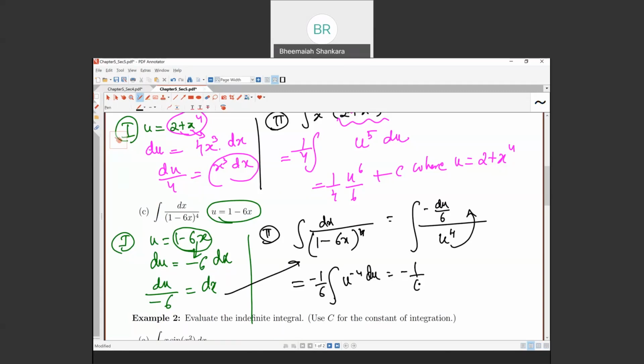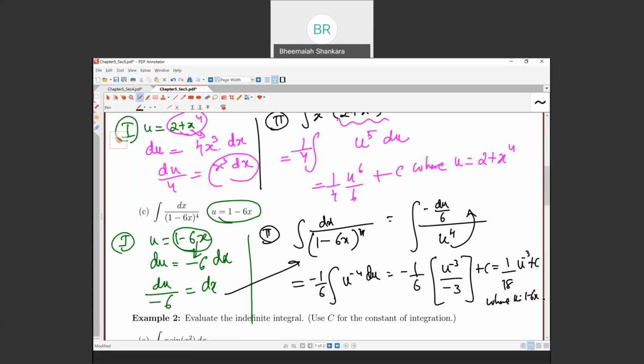Integrate this, we have u to the negative 3. As soon as you integrate, you will not have the sign of integration. And then you write this as u to the negative 3 divided by negative 4 plus 1, which is negative 3, divided by negative 3, plus c. Simplify, you write this as 1 over 18 u to the negative 3 plus c, where you write that u is whatever you assumed, 1 minus 6x.